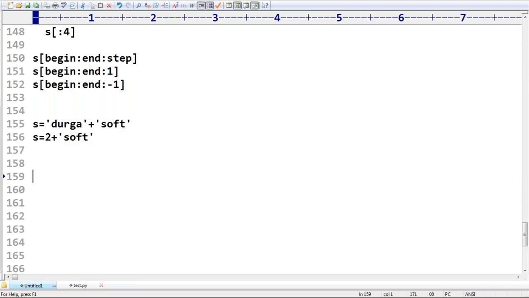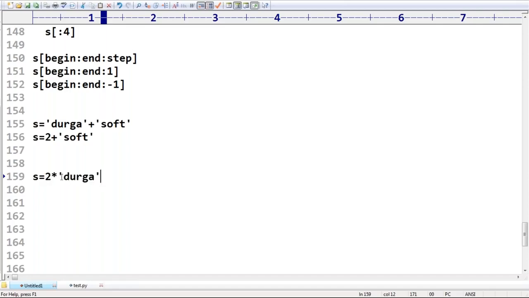But next one, take a very special case. S is equal to 2 into Durga. Observe that: S is equal to 2 into Durga. Can you please tell whether it is valid or not? Remember, this type of facility is not available in other languages, but 100% it is valid. This is called the multiplication operator.